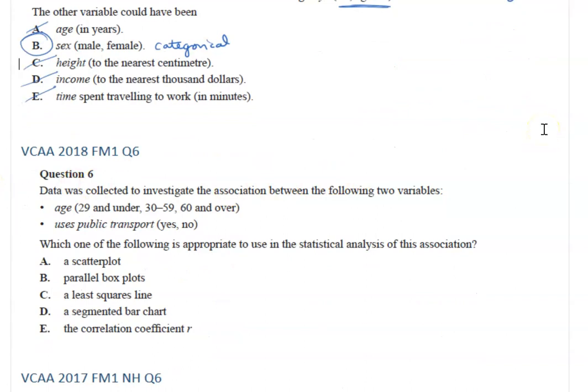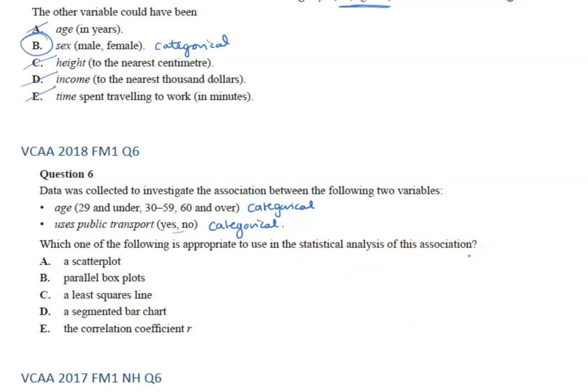2018, from the Southern Hemisphere paper, the data was collected to investigate the association between 2 variables. Age, and here we're being split into 29 and under, 30 to 59, 60 and over, so that is categorical data. And uses public transport, yes or no, again, categorical data. And so which of the following is appropriate to use in statistical analysis of this association?